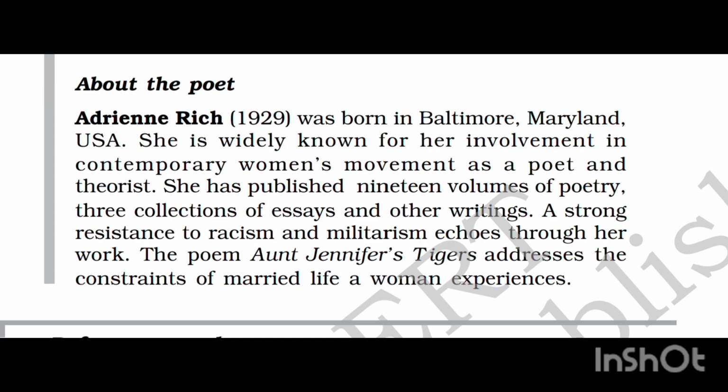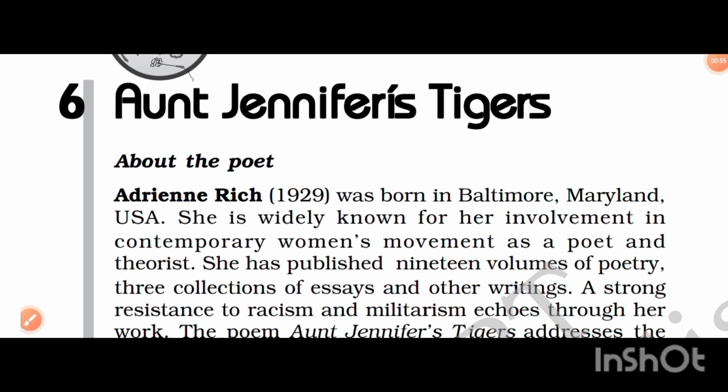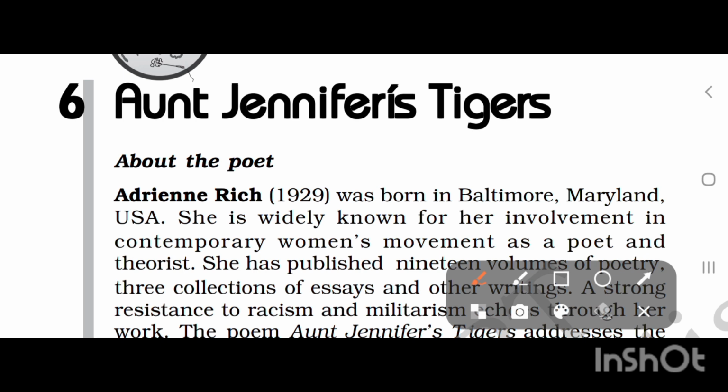As the title suggests, Aunt Jennifer's Tigers. So this poem is about an old married woman whose name is what? Aunt Jennifer. Yes, this lady is trapped in a male-dominating marriage web. And also, this poem talks about her escape from her unhappy married life.